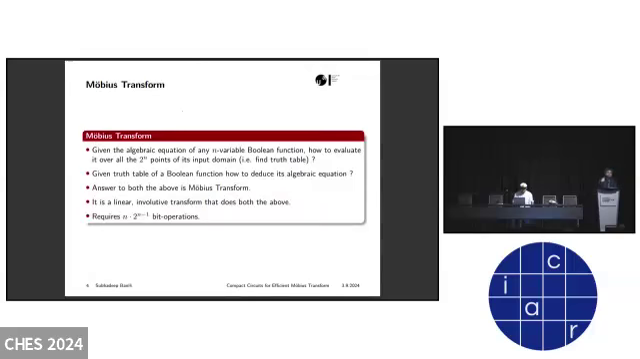So this is what we are going to do for the rest of the talk. We are going to look at how to construct circuits that convert algebraic expressions of Boolean functions into their truth tables efficiently. The way we are going to do it is by utilizing an algorithm called the Mobius transform, which is a very efficient way of converting algebraic expressions of Boolean functions into their truth table.